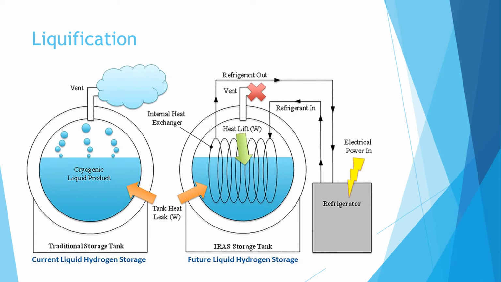We are thinking of the future liquid hydrogen storage in this way. There is a refrigerator, which lifts heat out of the chamber, and it comes again into the refrigerator, out of the refrigerator, and there is no vent. So in this way, it is the future liquid hydrogen storage. So this is the liquefaction method to store the hydrogen.